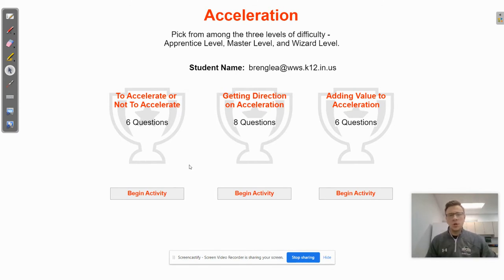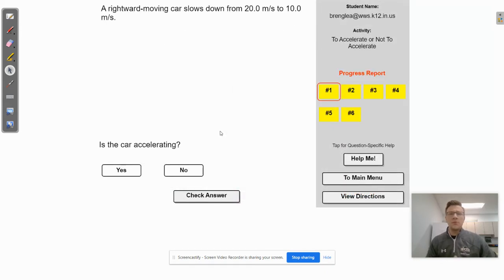Today we're going to be talking about the acceleration concept builder from physicsclassroom.com. I'm just going to go through a couple questions from each of the trophies, and then you guys do the rest on your own. Let's start with the first trophy.